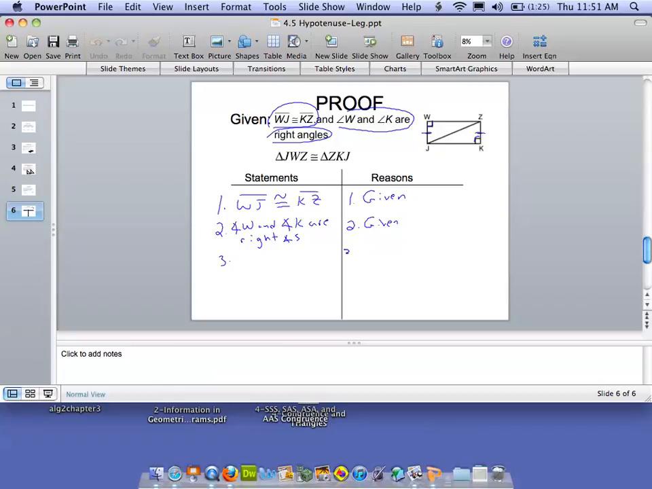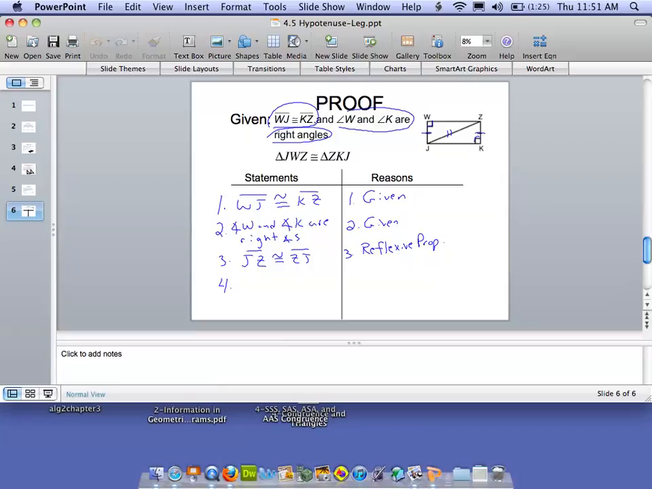Step 3 would be that two triangles share that side. So I would say the side JZ is congruent to the side ZJ, and that is by the reflexive property. Anything is congruent to itself.